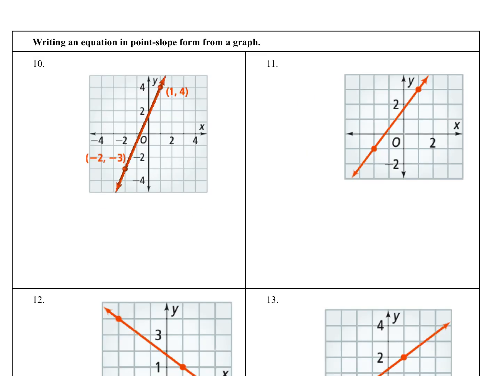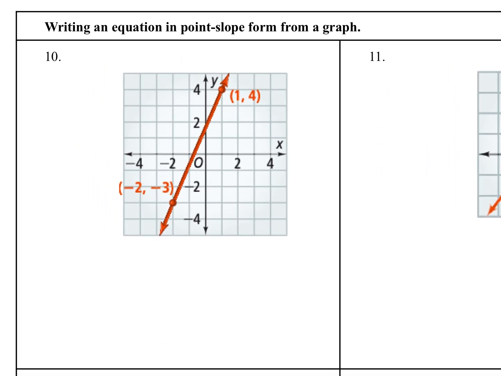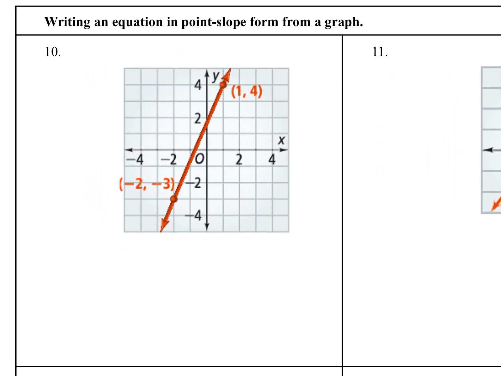Writing an equation in point slope form from a graph. So if you're going to be looking at our graph in here, they actually put 2 points already. Okay, so I can see that the line is going up, so the slope here is positive. So the first step I'm going to do here is to find my slope using slope formula. Okay, you still remember your slope formula? Your slope formula is m is equal to y2 minus y1 over x2 minus x1.